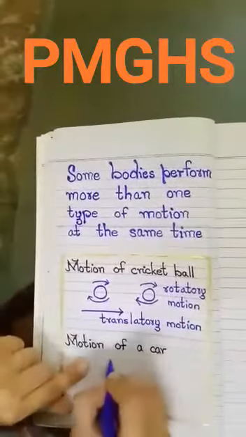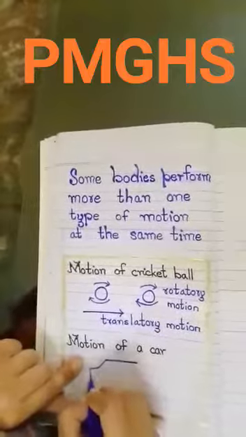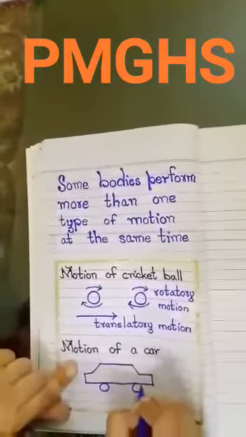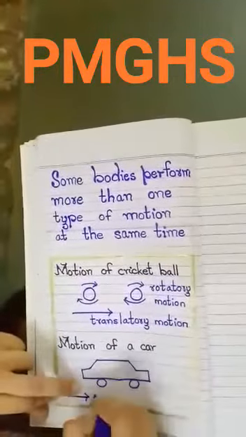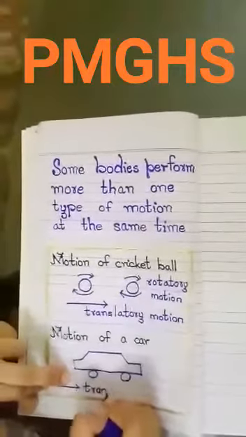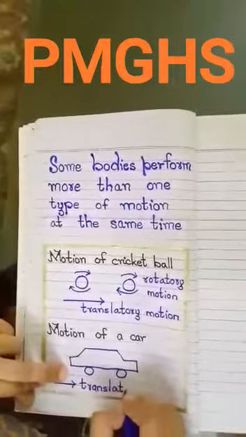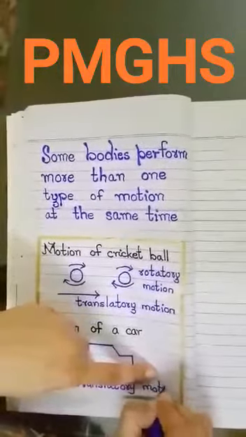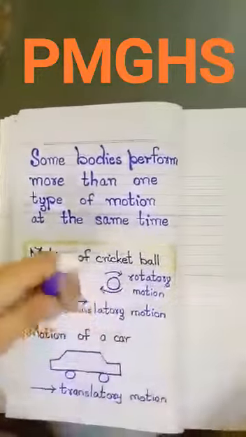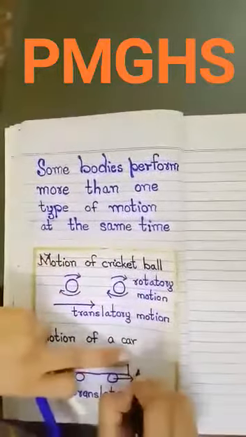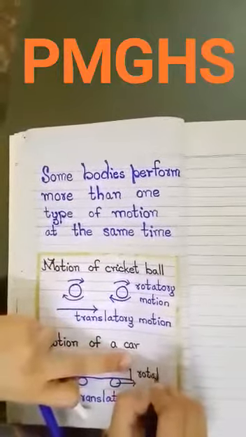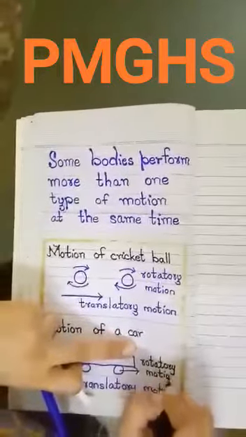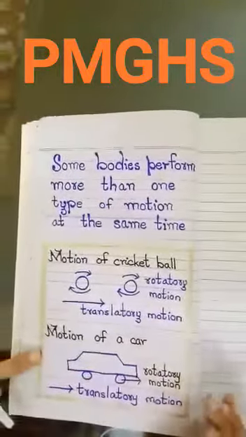Motion of the car. For example, if this is the car, when it moves on the road, it moves in a straight line and it moves as a whole, so it performs the translatory motion. And the wheels of the car perform the rotatory motion. So the cricket ball and the car show more than one type of motion at the same time.